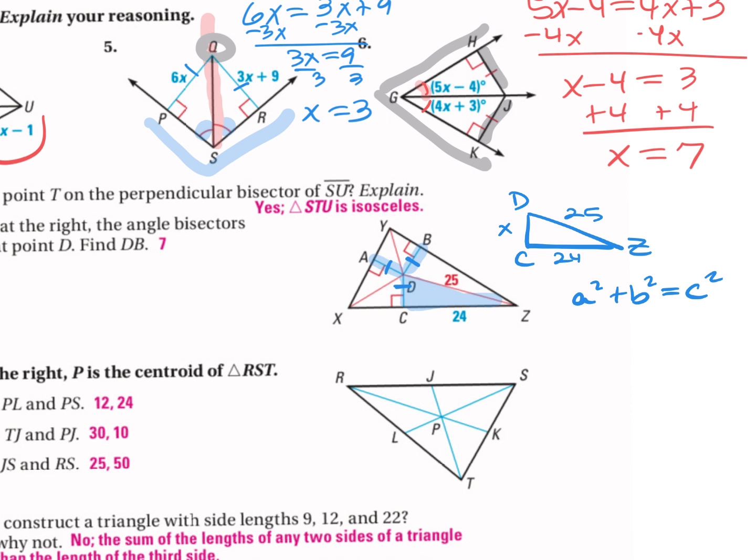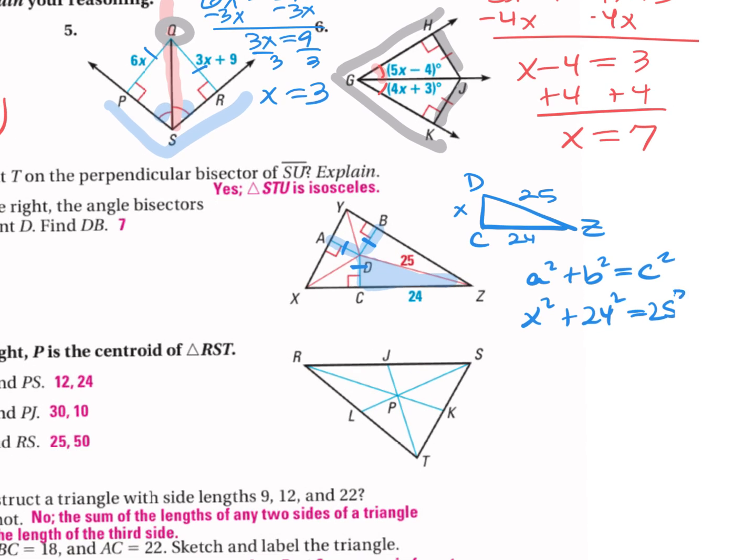So I don't know it, so I could put x squared here. My b is 24. And remember, the hypotenuse is always the biggest side. So now I need to go ahead and multiply. 24 times 24 is 576. 25 times 25 is 625. And then I need to subtract.